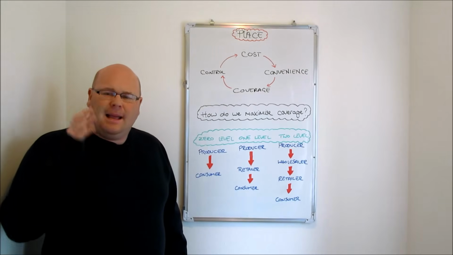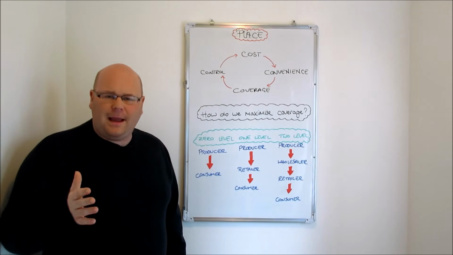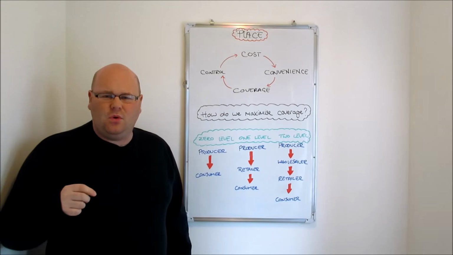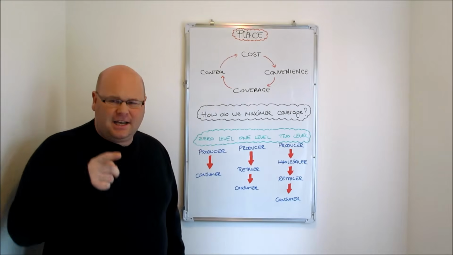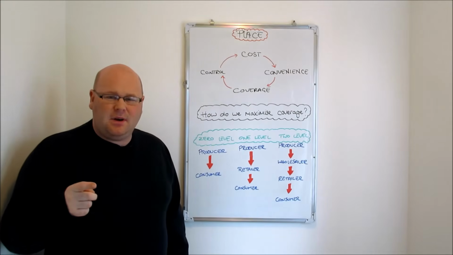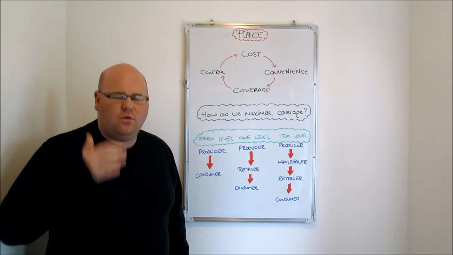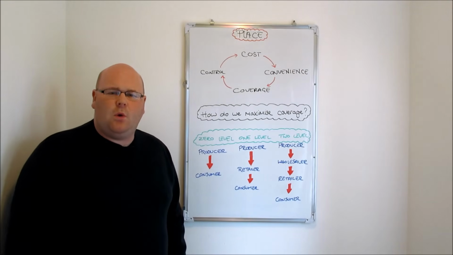Well, first of all, businesses have got to decide what their priority is with their place strategy. What is it that's most important to them? Is it cost? Is it convenience? Is it maximising coverage? Or is it maintaining control? And we'll talk you through those four different elements, really try and explain what we mean by those.